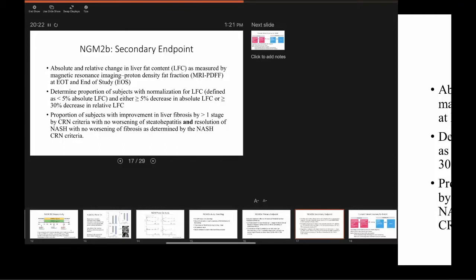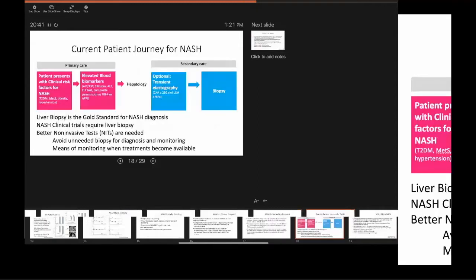And I won't go through this too much. But they're also looking at the combination of those who improved liver fibrosis and resolved NASH as secondary endpoints. So that's kind of the main focus. And then I'm going to quickly transition to our Perspectum trial, which should be coming on later this month.